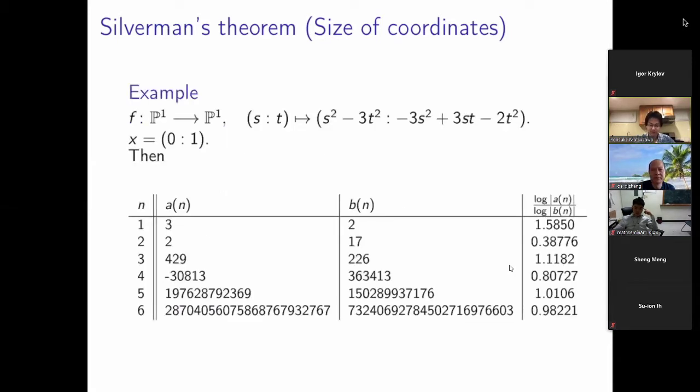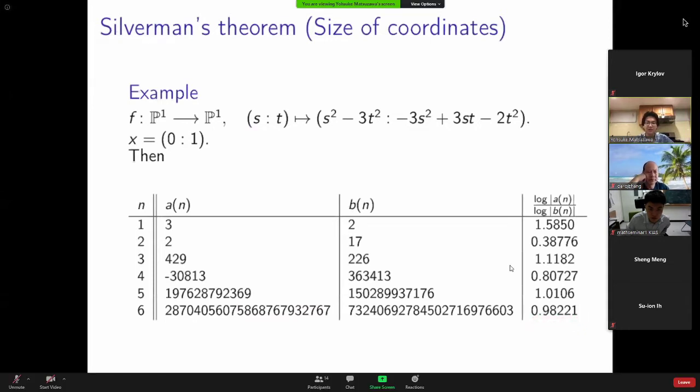And the example is one I constructed randomly. This is a degree 2 map on P^1, and consider the orbit of 0 and 1. The numerical calculation shows that the coordinates grow like this. Look at this beautiful exponential growth of the digits, and the ratio of the logs of each coordinate converges to 1. It is 0.98 after 6 iterates, so it converges very fast. This is a theorem by Silverman.